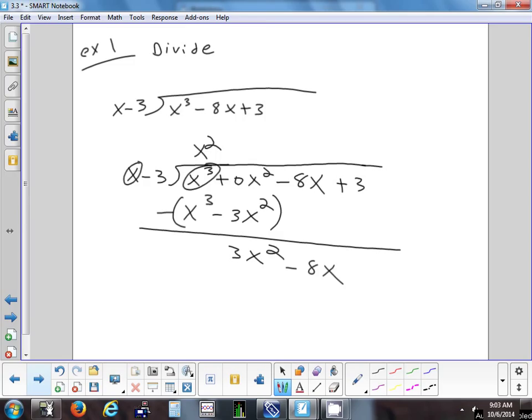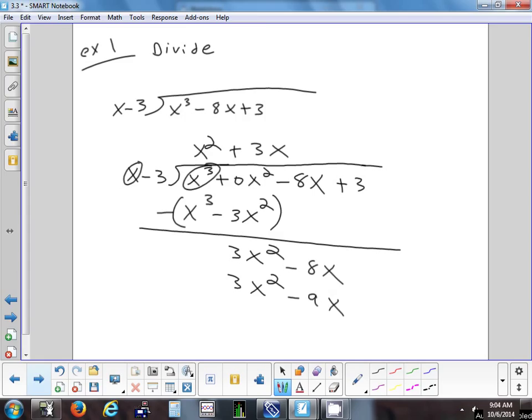Okay, and repeat. Okay, Justin, if we divide 3x squared by x, what do we get? 3x. Yep, 3x. Now we're going to take that term, 3x, and multiply it by the divisor. So 3x times x is 3x squared. And 3x times negative 3. Carly, what will that come out to? Very good.